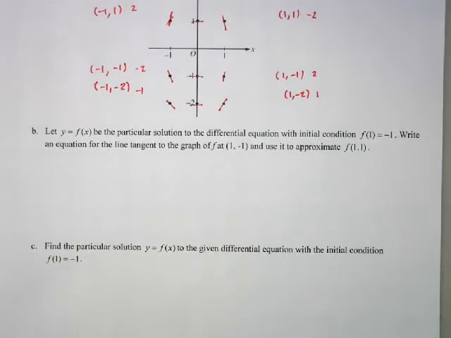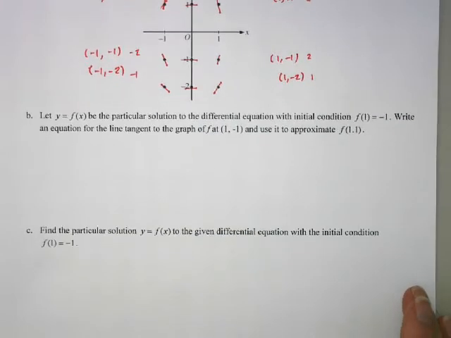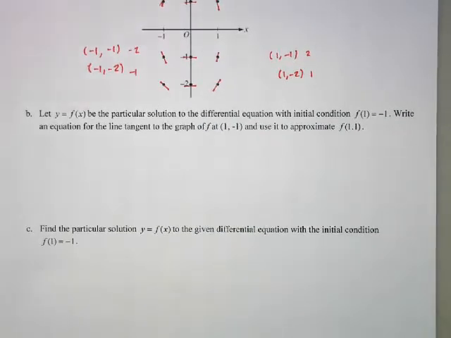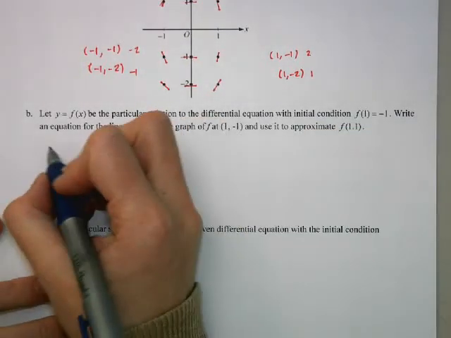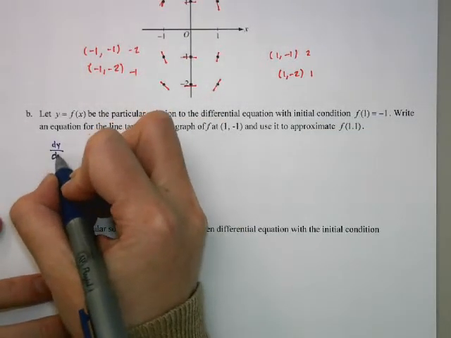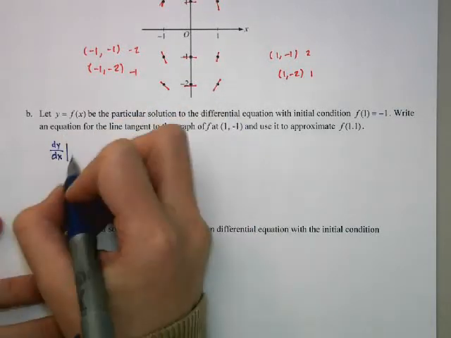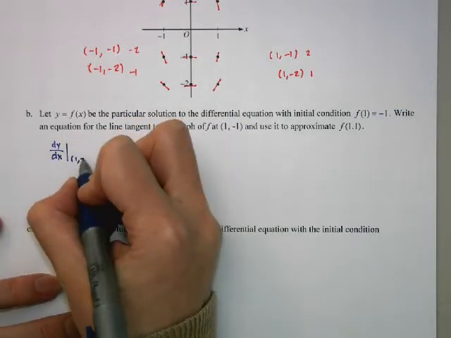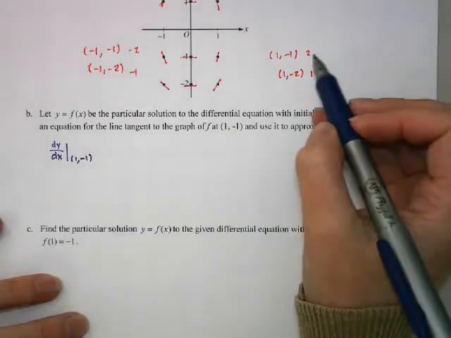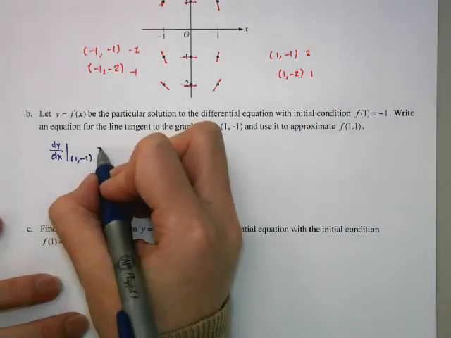Okay. It says let y equal f of x be the particular solution to the differential equation with the initial condition f of 1 equals negative 1. An equation for the line tangent to the graph of, so we're going to find the tangent line and then use it to approximate. Well, for a tangent line, we need a point and a slope. Well, we already have the point, 1, negative 1. So we want the slope at that point, which we've already calculated up here, is 2.